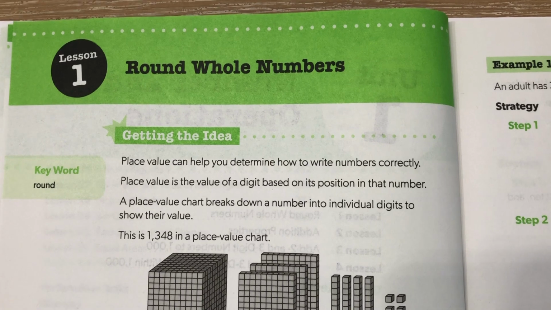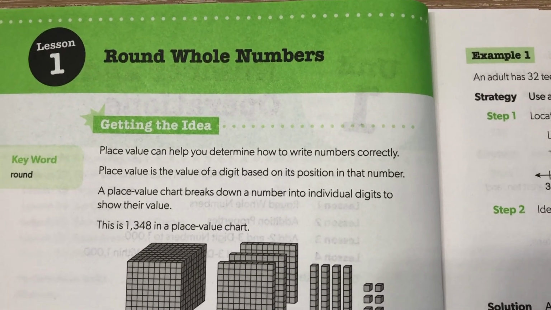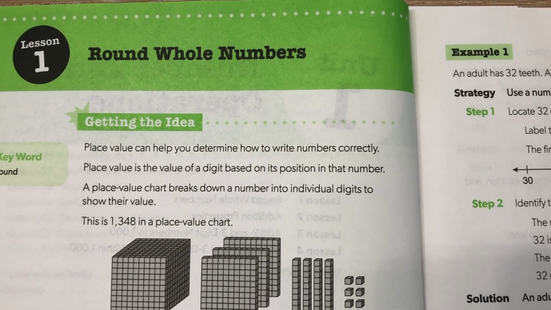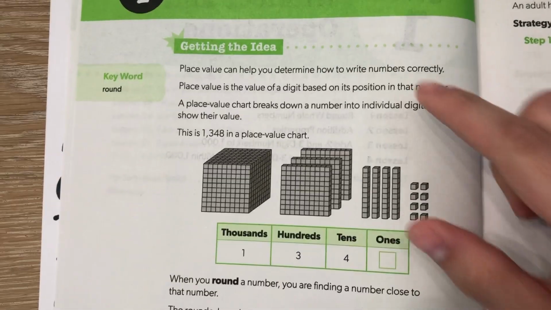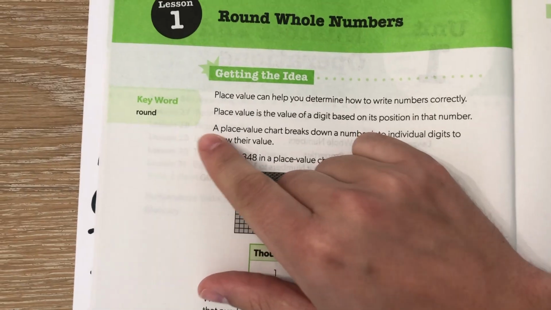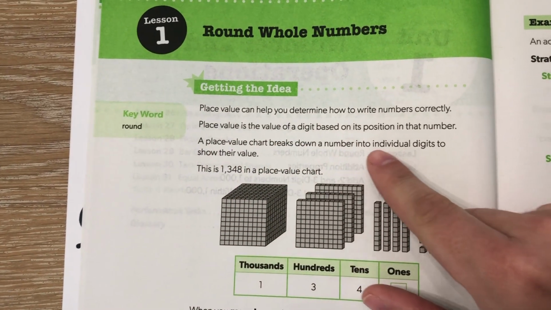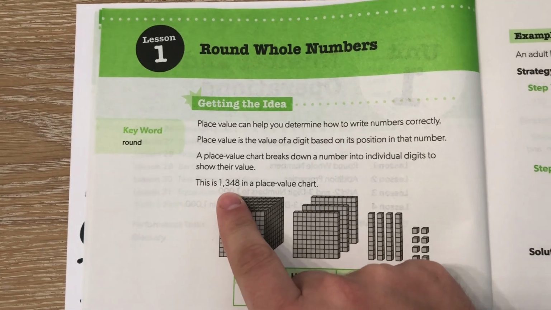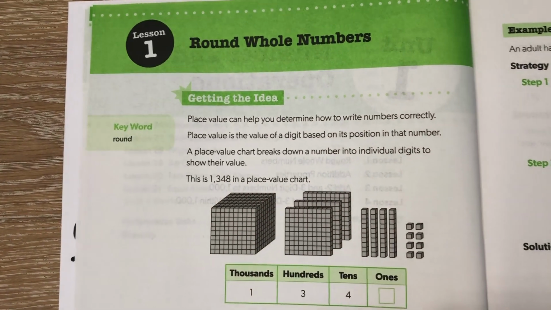Round whole numbers. Getting the idea. Place value can help you determine how to write numbers correctly. Place value is the value of a digit based on its position in that number. A place value chart breaks down a number into individual digits to show their value. This is 1,348 in a place value chart.